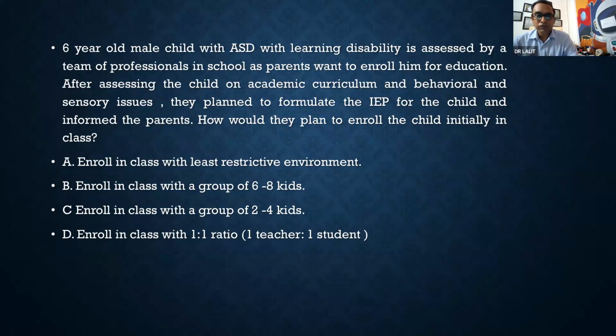A 6-year-old male child with ASD with learning disability is assessed by a team of professionals in school as parents want to enroll him for education. Initially he was on homeschooling. So a team of professionals assess the child on academic curriculum, behavioral issues, and sensory issues, and plan to formulate an IEP for the child and inform the parents. So how would they plan to enroll the child initially in the class? Enroll in a class with least restrictive environment, a class with a group of 6 to 8 kids, a class with a group of 2 to 4 kids, or a class with 1:1 ratio, that is 1 teacher, 1 student. So what could be the answer you think?